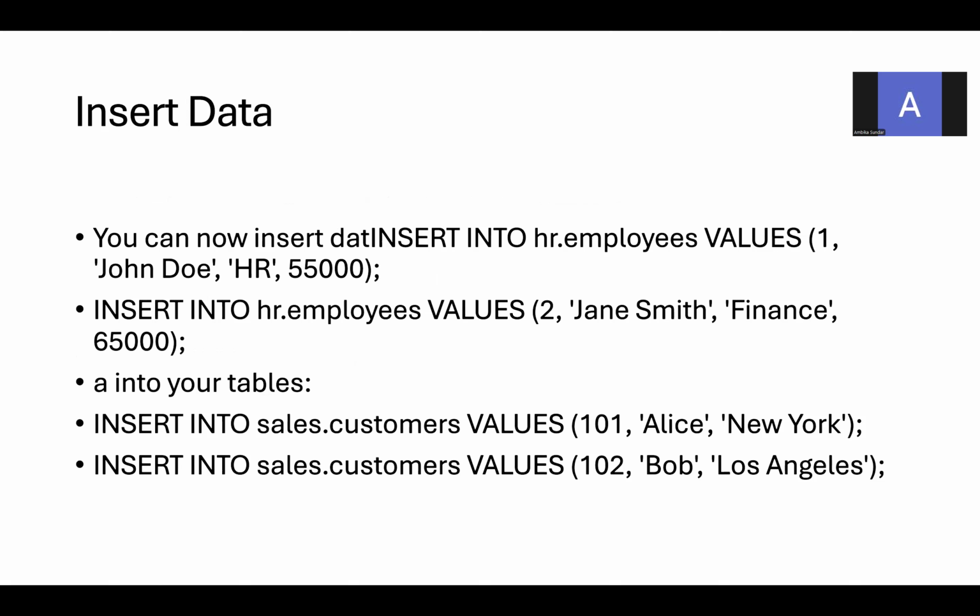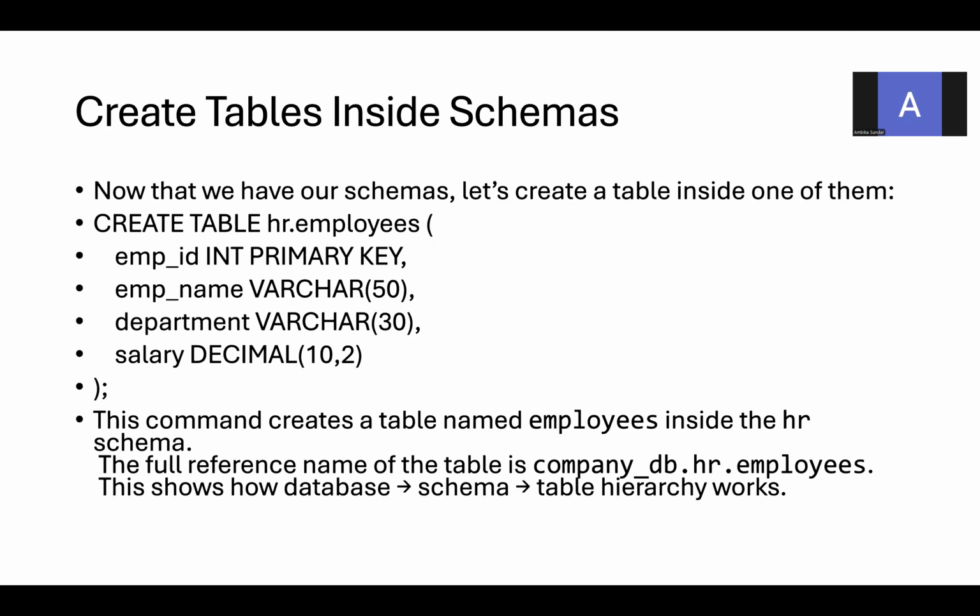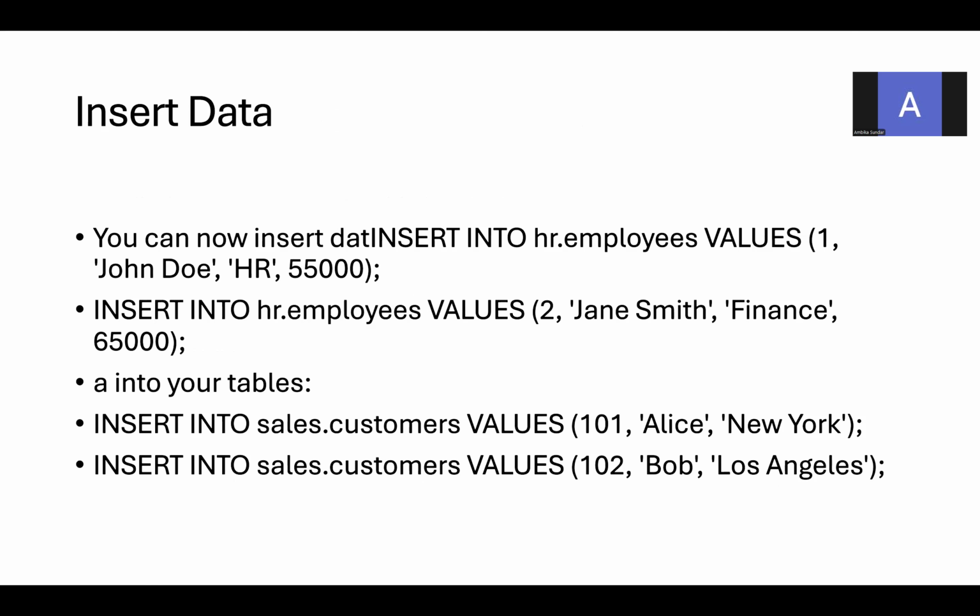For the employee table, what columns do I have? Employee ID, employee name, department and salary. The first one is employee ID, next is employee name, third HR is the department, and fourth 55,000 is the salary. This is the first row I am going to insert into the employee table. Next is employee ID 2, Jane Smith is the employee name, finance is the department, and 65,000 is the salary. This is the second row I am going to insert into the employee table.